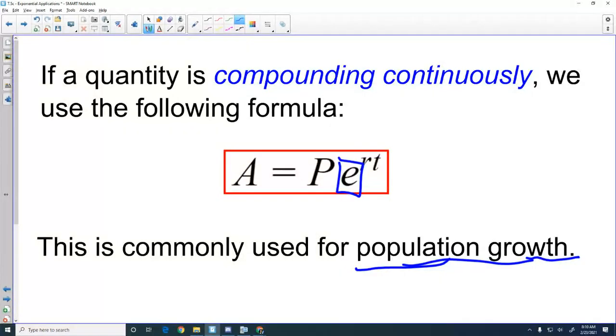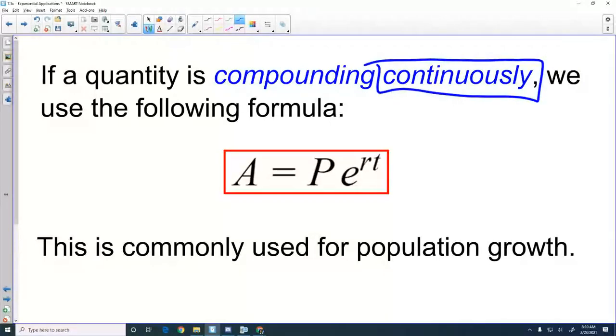And also, we have r times t. So you don't even use n anymore. Remember, n was the number of times it kicks in per year. But if it's continuous, we don't have a number for that. We can't use infinity. And so r is the rate as a decimal. That gets moved up into the exponent spot. And t is still time, how many years go by. So when you see compounding continuously, we use this formula, which we cleverly call the PERT formula.